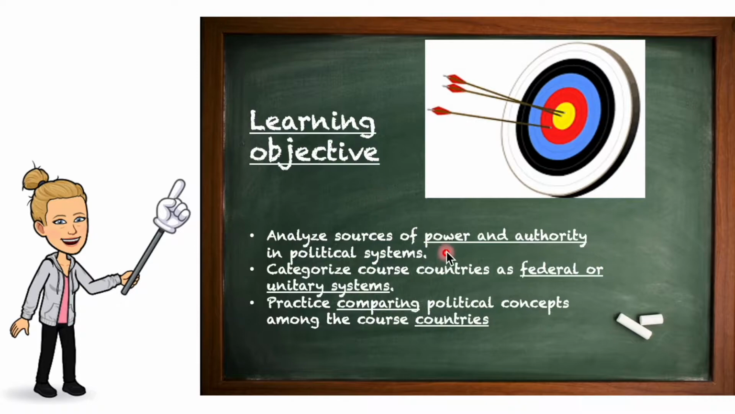What does it mean to have power and authority? And what sources do governments and regimes pull from to exert their power and authority? Today, we are looking at these concepts and then applying them to the AP Comparative Government course countries in terms of federal or unitary political systems. We will also be working on developing your comparative analysis skills to help you prepare for the AP exam.